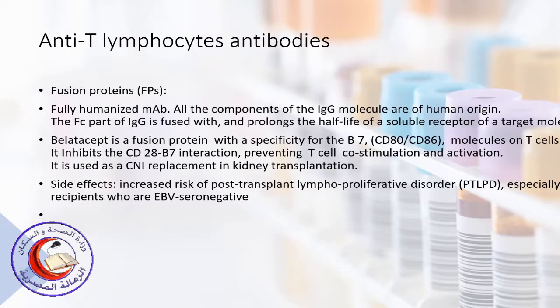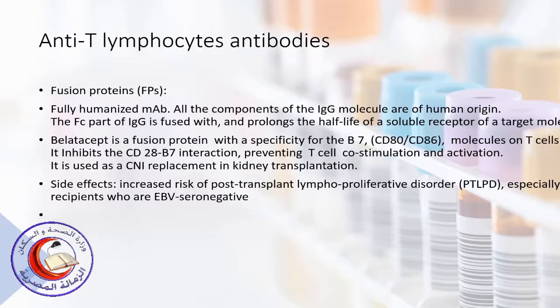Another group of anti-T lymphocyte antibodies is known as fusion proteins. Now, fusion proteins are fully humanized monoclonal antibodies. All the components of the IgG molecules are of human origin. The Fc part of IgG is fused with a soluble receptor of a target molecule. And attaching this receptor to IgG is to prolong the half-life of the soluble receptor.